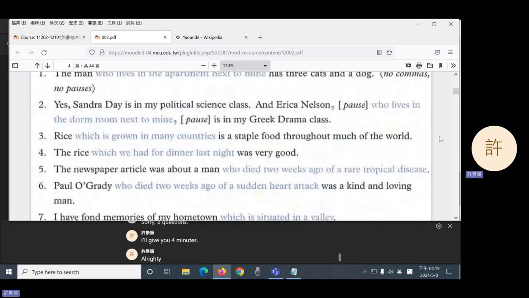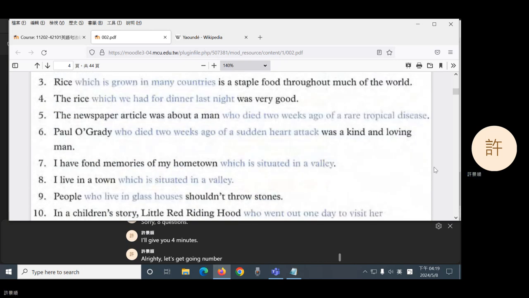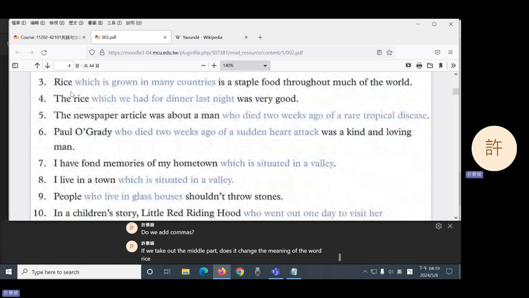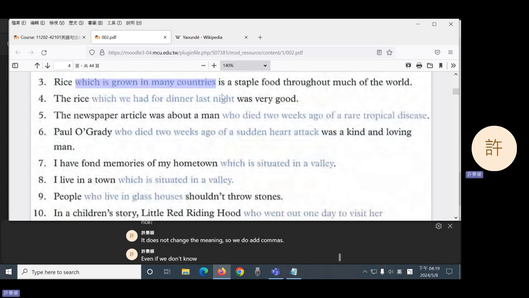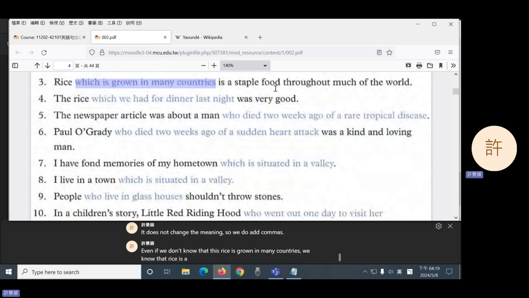All righty, let's get going. Number three. Do we add commas? If we take out the middle part, does it change the meaning of the word rice? It does not change the meaning, so we do add commas. Even if we don't know that this rice is grown in many countries, we know that rice is a staple food, 主食. So it's extra information, we add commas.